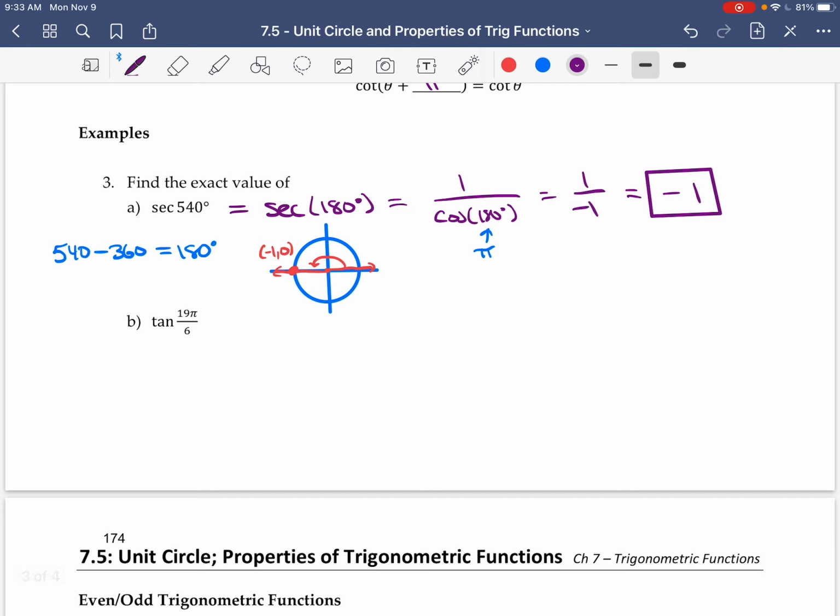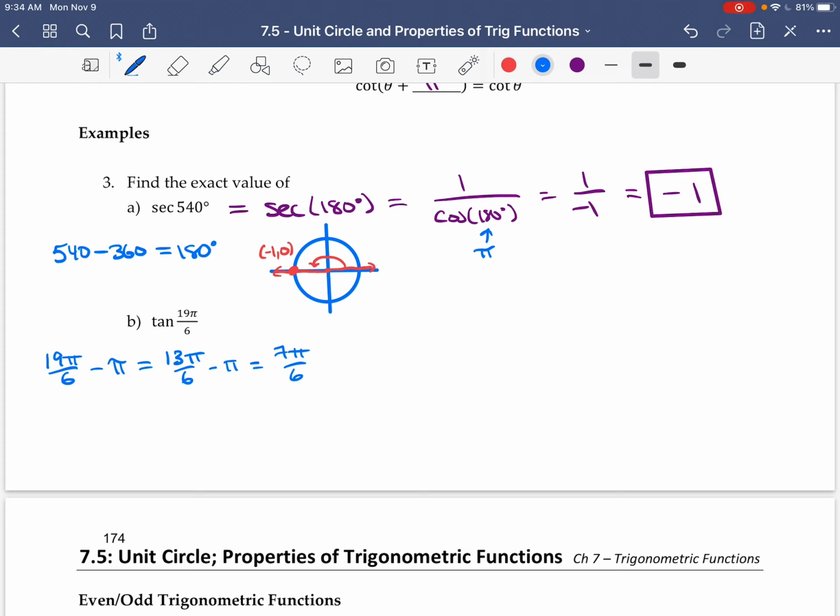Okay, couple more down here. So here we want to find tan of 19 pi by 6. This is in radians. Remember the period for tan is pi. So for 19 pi by 6, we can subtract pi to get something with the same tan value. So pi is 6 pi by 6. If I take away 6, that's going to be 13 pi by 6. Minus another pi, that's going to be 7 pi by 6.